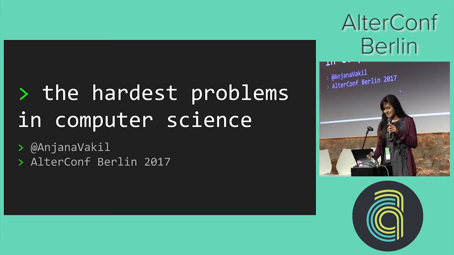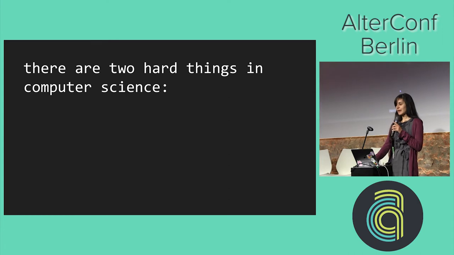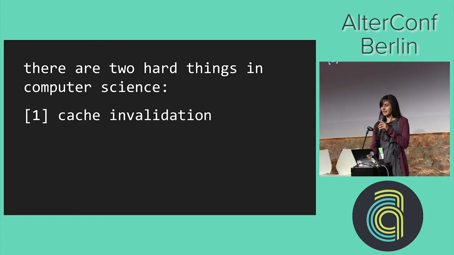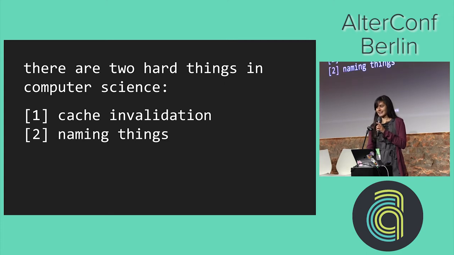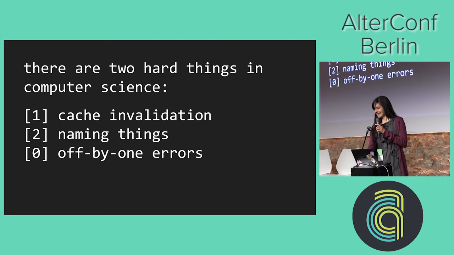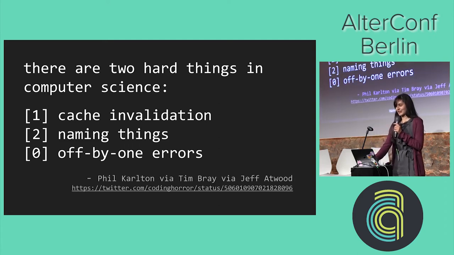I'd like to talk to you today about the hardest problems in computer science. Very serious. You may have heard that there are two hard things in computer science: cache invalidation and naming things, and off by one errors. I can't take credit for this. It's been passed around through a lot of hands. It's generally originally attributed to Phil Carlton.